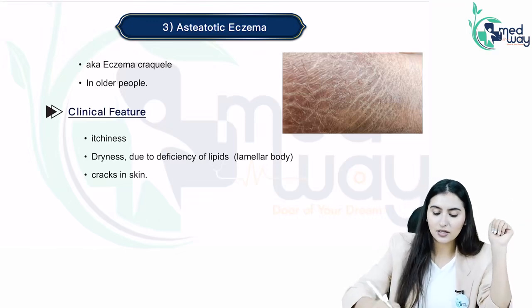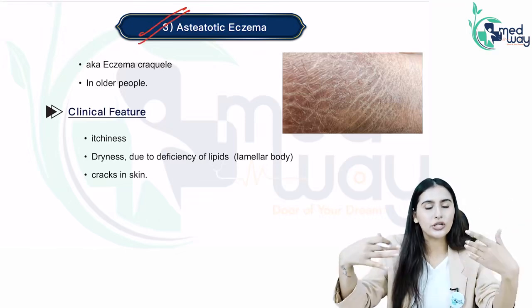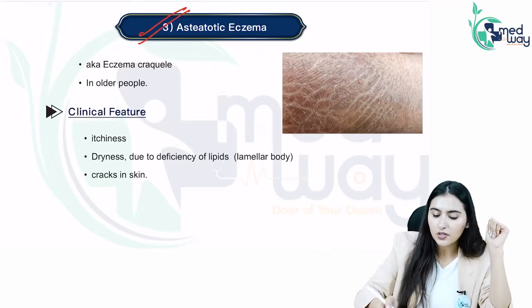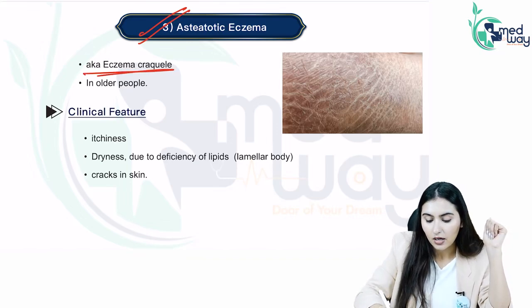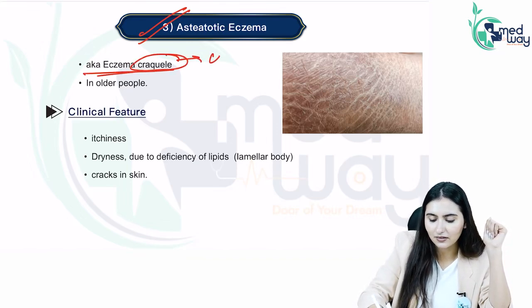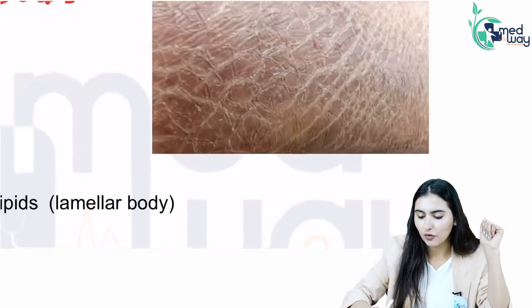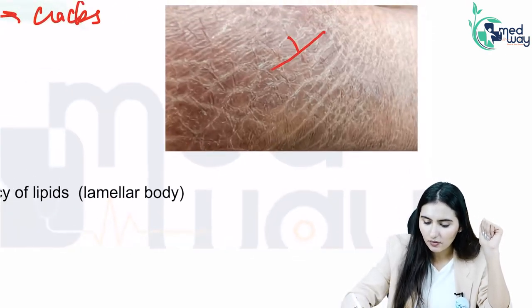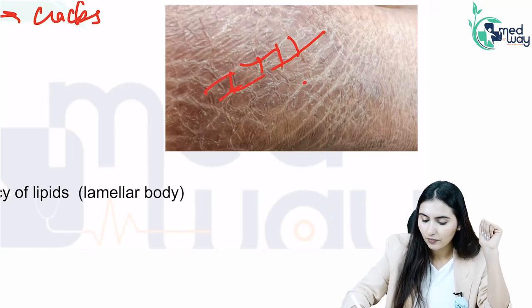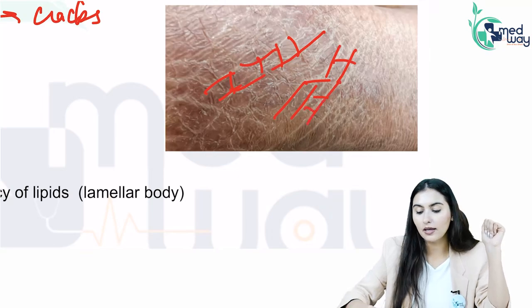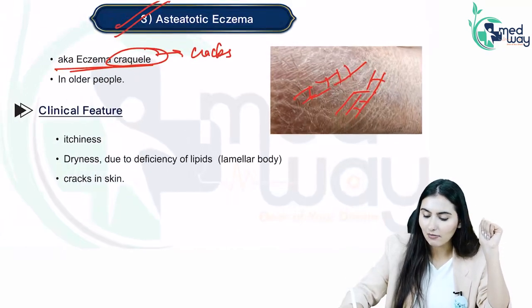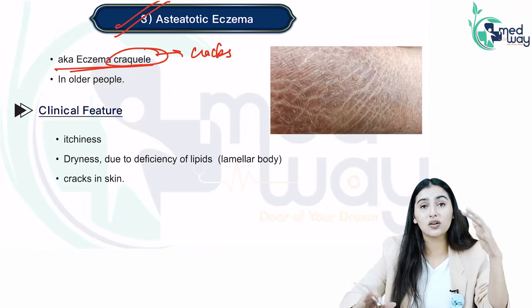The next thing is steatotic eczema. All of these are endogenous eczemas. Okay, this is called eczema craquelé. Craquelé means there are a lot of cracks here in the skin. If you look at this, you see all these dry skin lesions which are having a lot of cracks. Okay, like this over here. So this is why it is called eczema craquelé, because the skin has cracks in it.